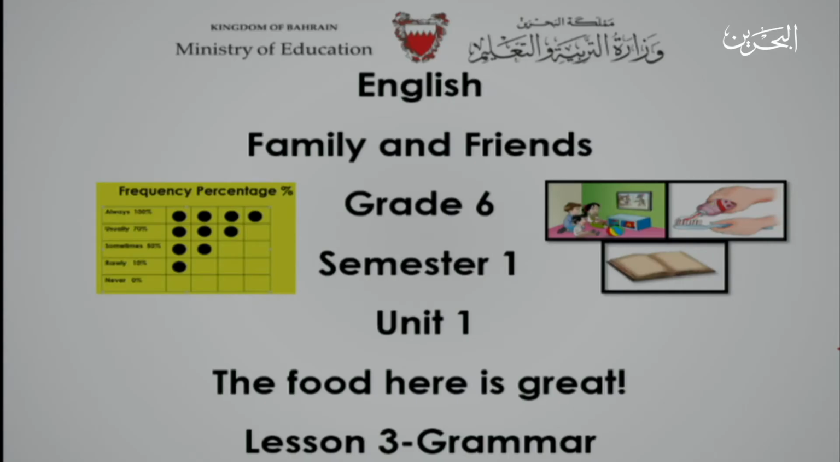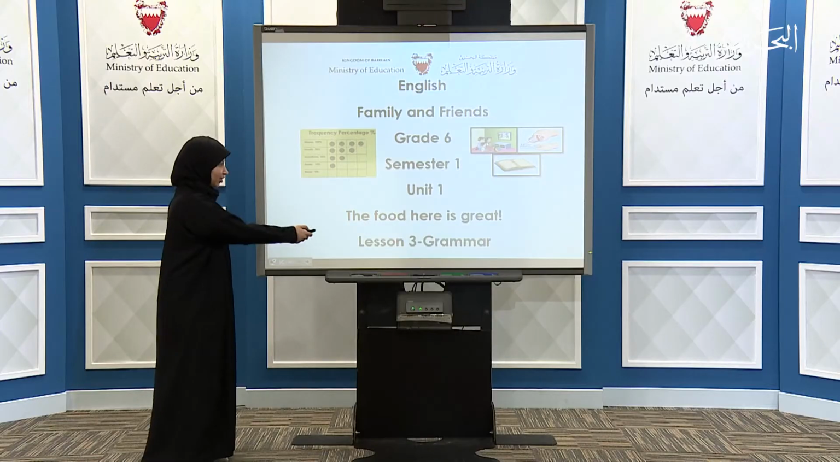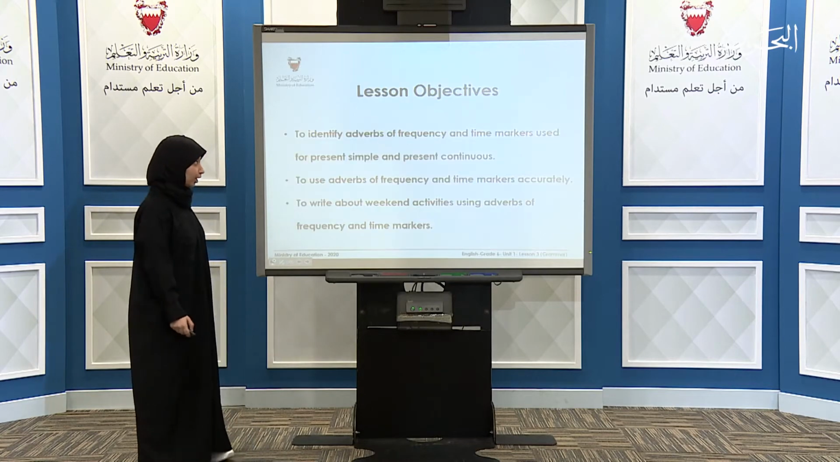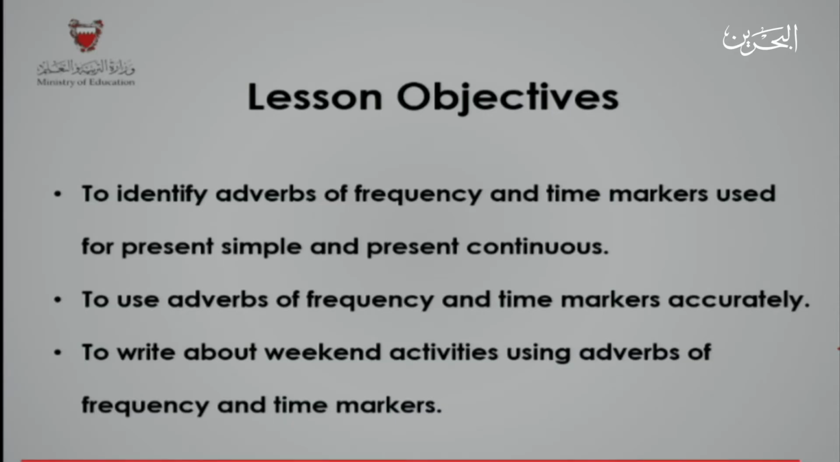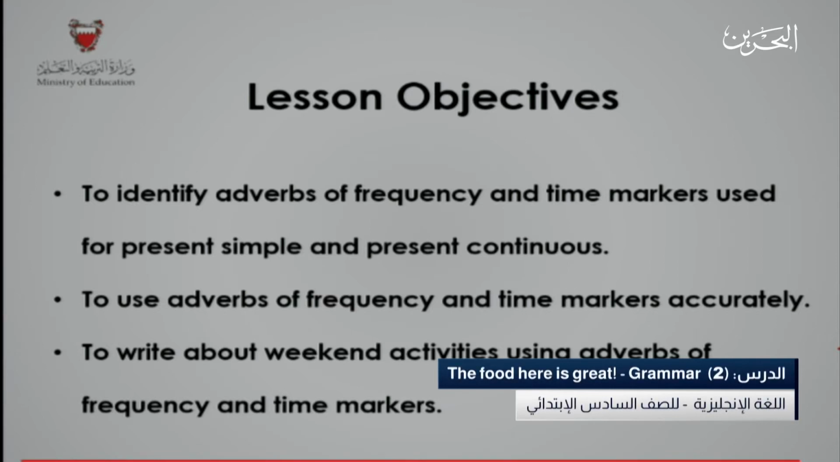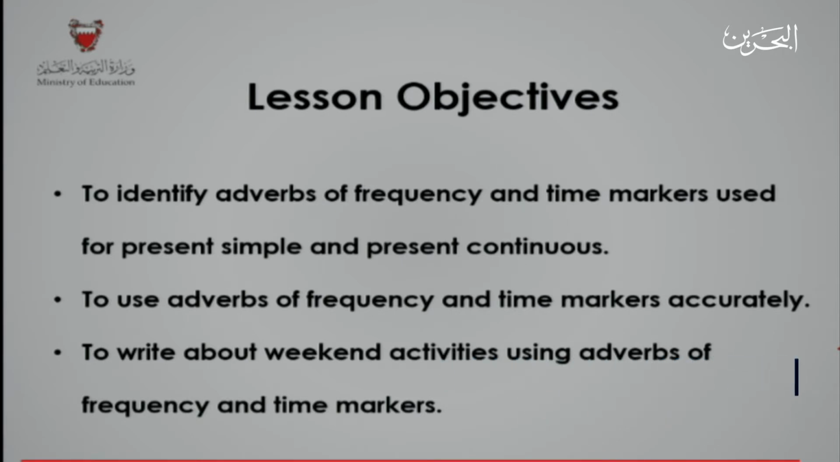Today we are going to take a grammar lesson, and the title of the lesson is "The food here is great." The objectives that will be achieved at the end of the lesson are three. The first one is to identify adverbs of frequency and time markers used for present simple and present continuous. The second objective is to use adverbs of frequency and time markers accurately. And the third objective is to write about weekend activities using adverbs of frequency and time markers.